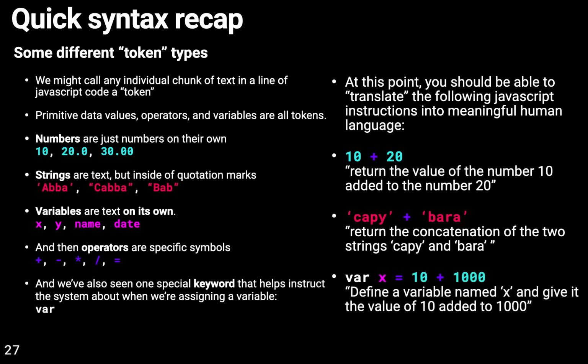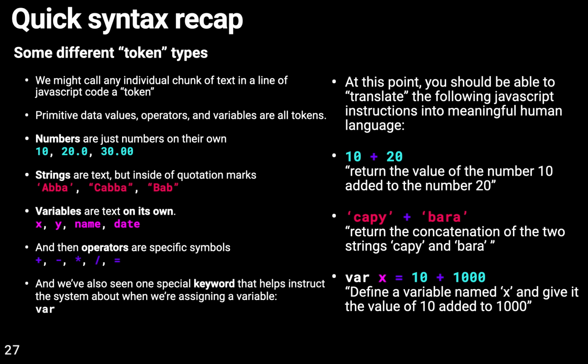Okay, here's a new one. We're combining things a little more now. Var x equals 10 plus 1000. Okay, so define a new variable x and give it the value of 10 added to 1000. So x should contain, in this case, 10,010.